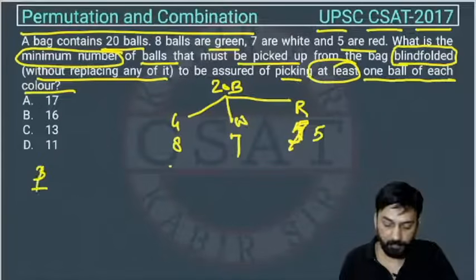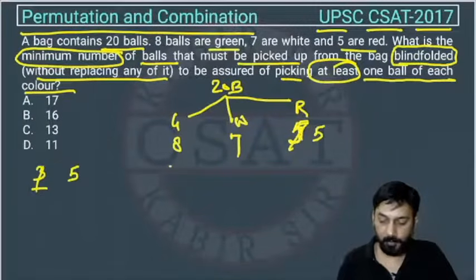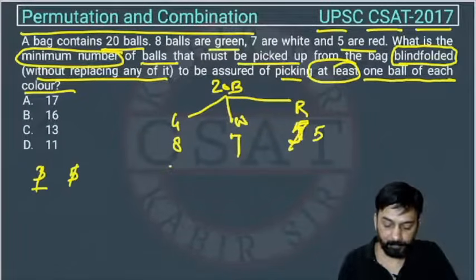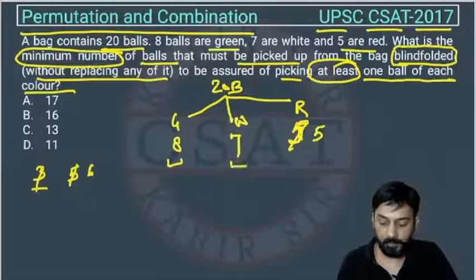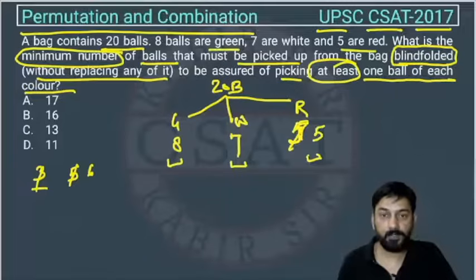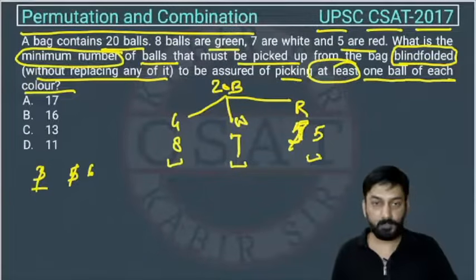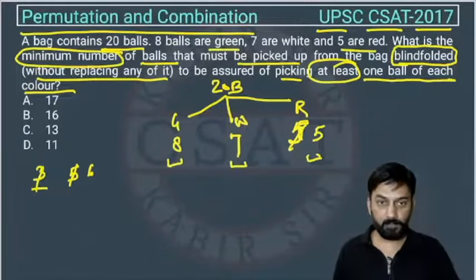If I am picking 5 balls, the possibility is that I am picking all red balls, right? But if I am picking 6 balls, there is a possibility that all 6 are green. There may be a possibility that all 6 are white, right? There may also be a possibility that 5 are red and 1 is of another color, right? So 6 balls is also less.